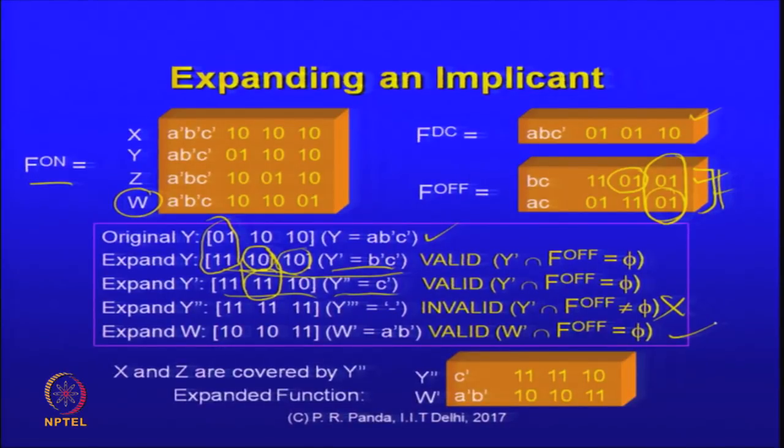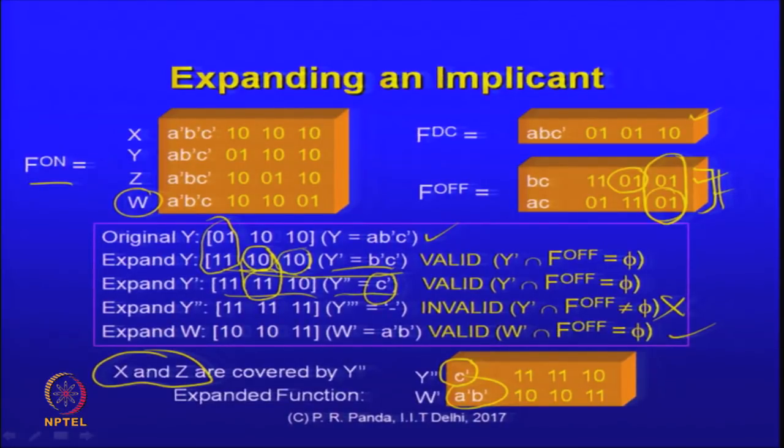In the process, it turns out that x and z are covered by that expanded y. Since I had a C prime here, C prime is what I ultimately pick up. So, I pick up two things, one is the second expansion of y, which I have indicated as y double prime. First expansion was B prime C prime, second expansion was C prime, that is what I would keep. Similarly, W is what I would also keep, that is my optimized set of cubes.